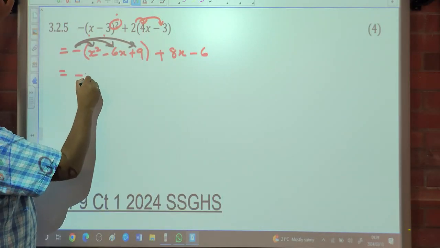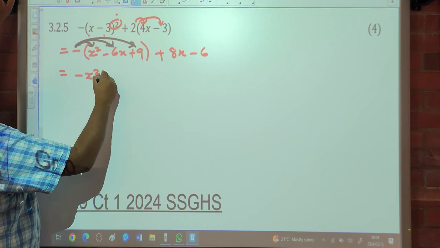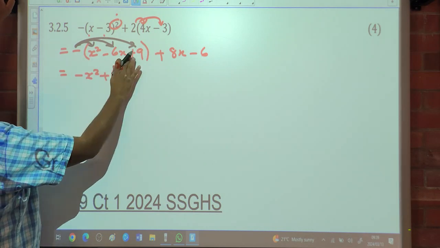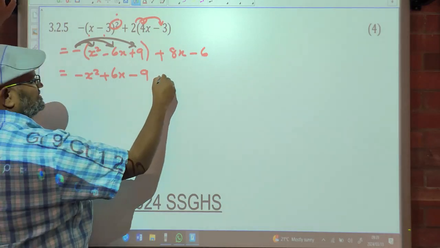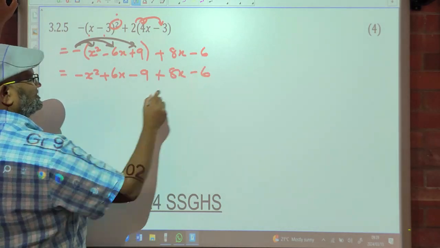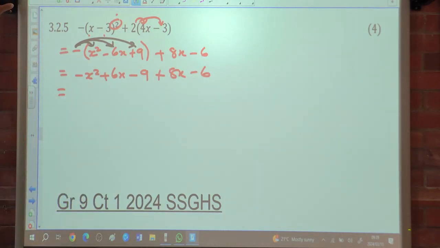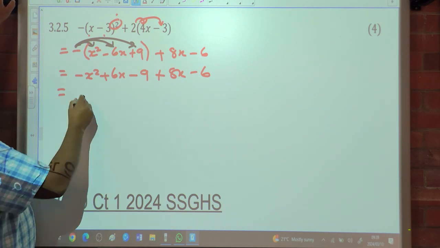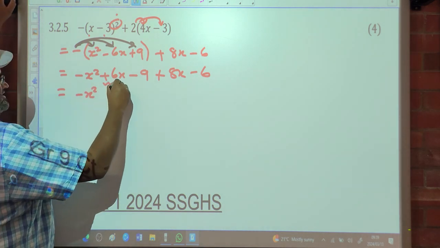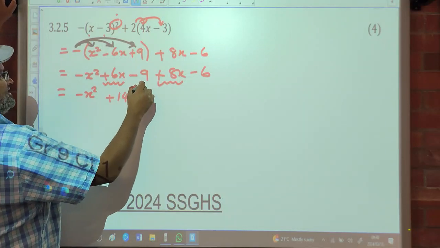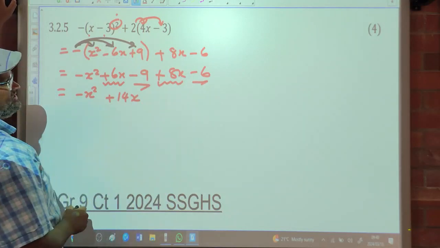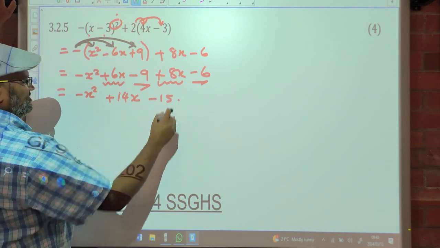So I'm going to get negative x squared. Negative times negative is positive 6x. Negative times positive is negative 9. Remember, if there's no sign there, it's a positive. Plus 8x minus 6. What do I do now? Like that. It's negative x squared. 6x plus 8x is 14x. Negative 9 minus 6 is negative 15.